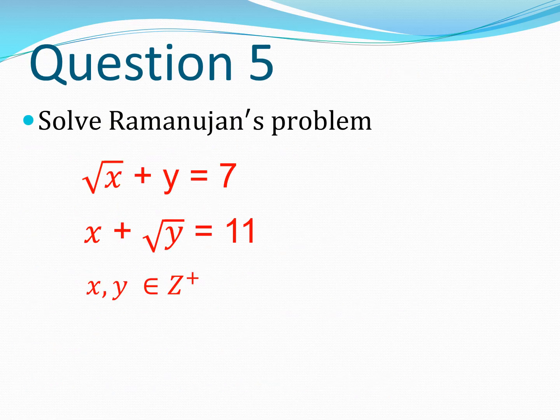Now the final question is question number 5. This was actually posed by Ramanujan, at least that's the theory which is out there everywhere. So let us look at it. Maybe he was bored and he was thinking about some easy problem and he came up with this problem. So it's root x plus y is 7 and x plus root y is 11, and x, y are positive integers. So this is the problem we need to solve.